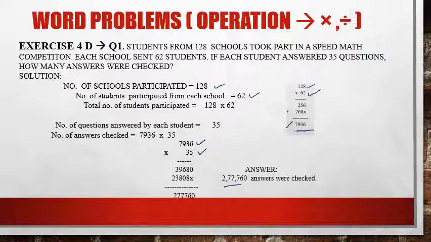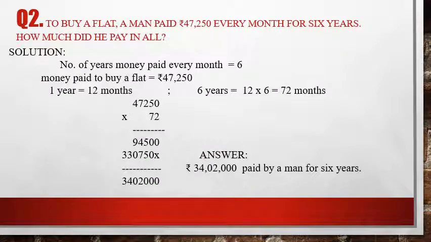First, again in short, I am explaining: you will multiply the total number of schools by the students from each school. So you will get the total number of students participated, 7,936. And for that total number of students, each student will solve 35 questions. The total number of students was this many, so you will multiply it and you will get the answer here. Moving to the next question.